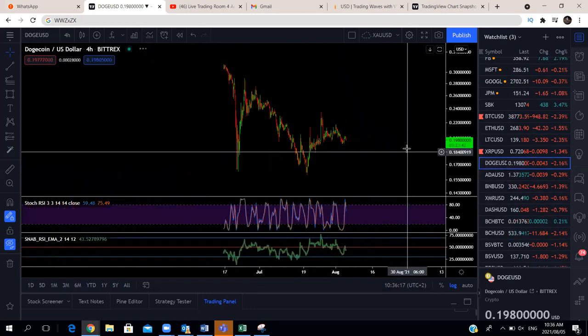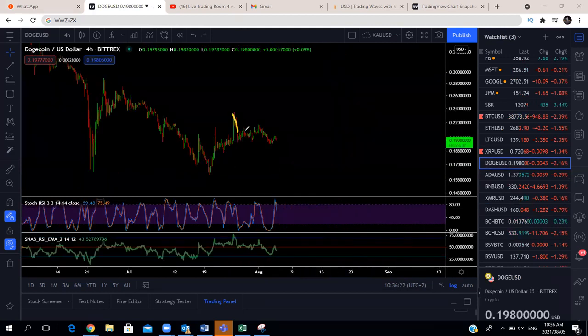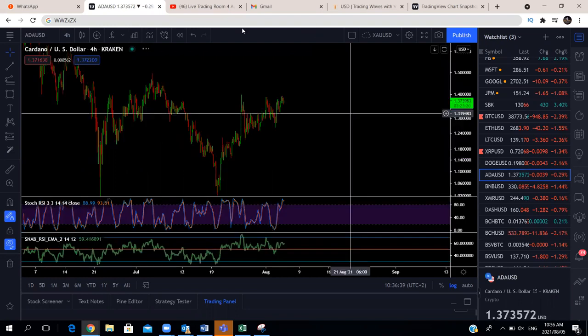Dogecoin, we're expecting it to complete these 3 waves here. We'll see slightly more downside there before pushing to the upside. So this is 3 waves on Dogecoin, and we'll see more upside. ADA, showing a lot of strength.